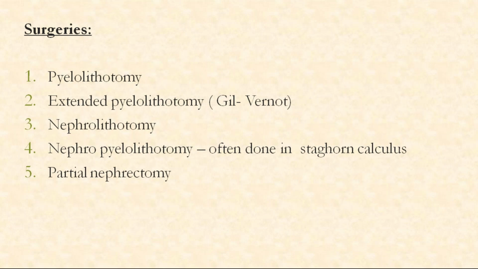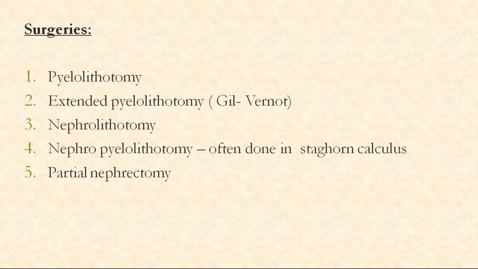And partial nephrectomy. If one pole has a big stone and is damaged, then you should remove that part. That is called partial nephrectomy. Not going for total nephrectomy. Only some part of the damaged kidney is removed. That is called partial nephrectomy.